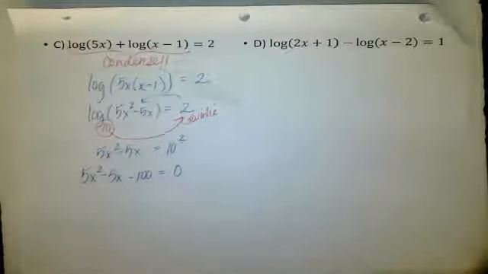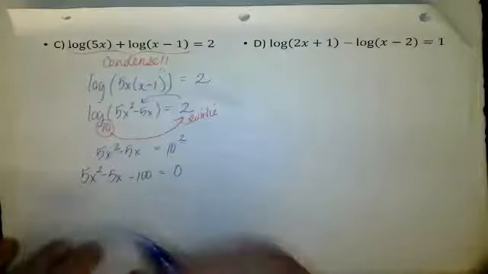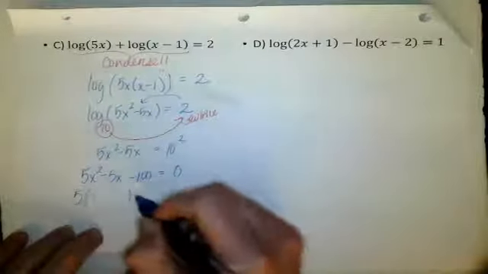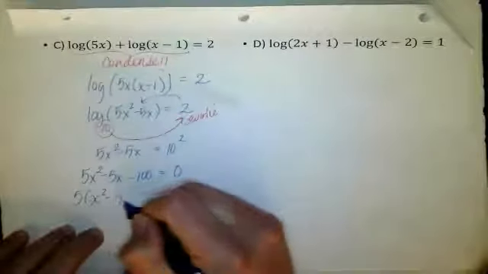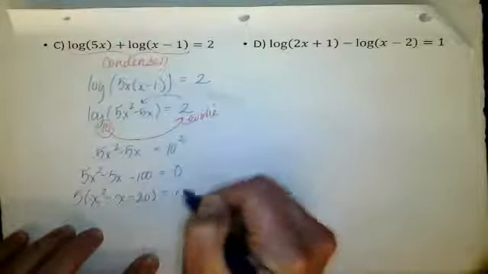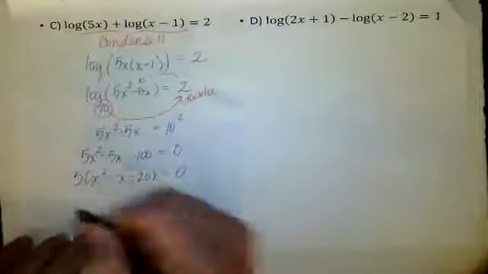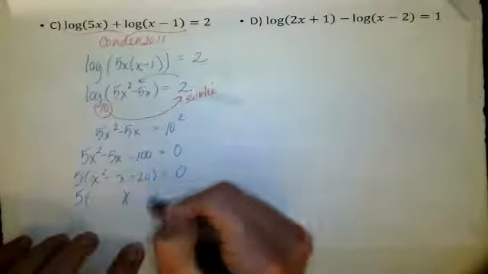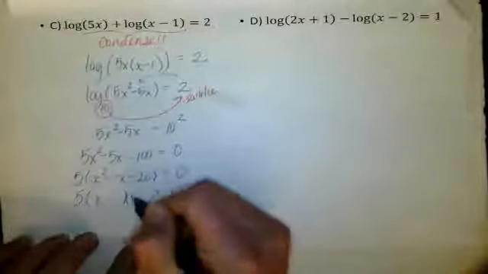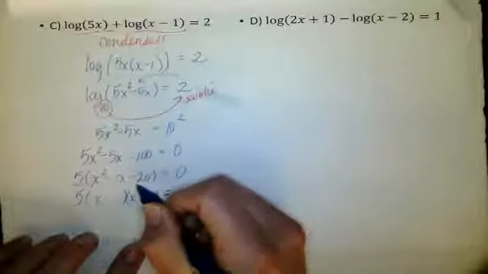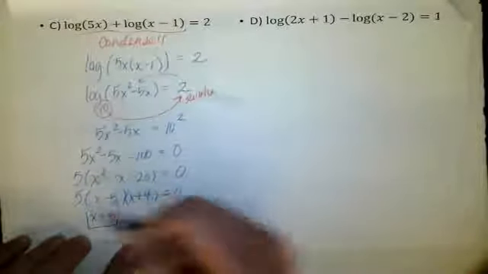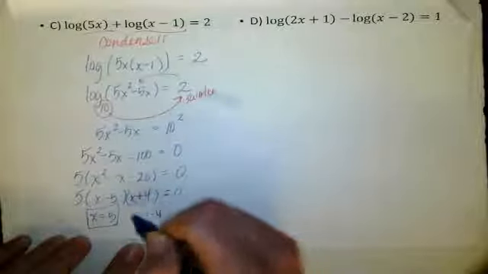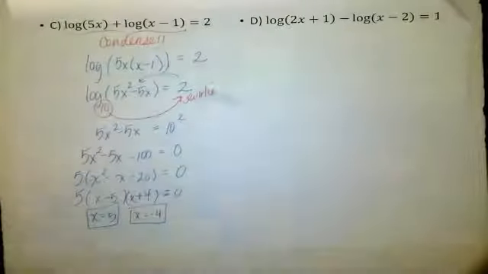And then what can we do? Take out a 5. Very good. If I take out the 5, I have x squared minus x minus 20 equals 0. And then we can factor. x times x is x squared. What times what is negative 20? Negative 5 and positive 4. So we get x equals 5 for a possible solution, and x equals negative 4 for a possible solution.